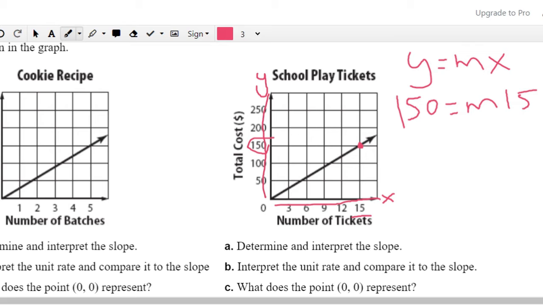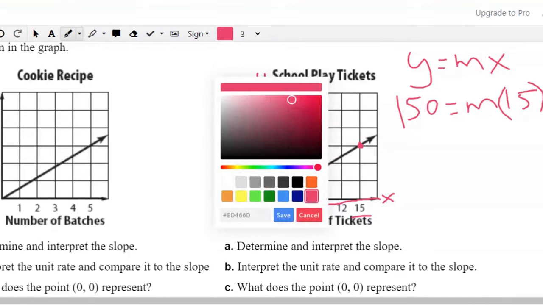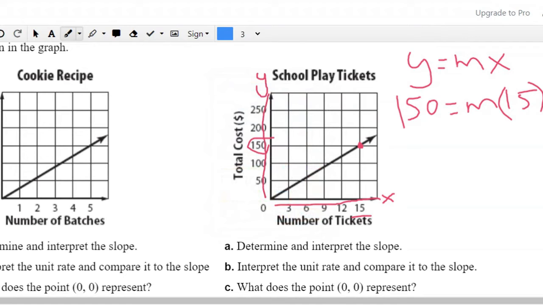Okay, so again, we know that this is multiplication. Switch colors on you guys. And what we have to do is we want to see what is the slope. In order to find that, we have to get m by itself. Well, we're multiplying right here, so we have to do the opposite, which is divide by 15. And that gets rid of 15 there.